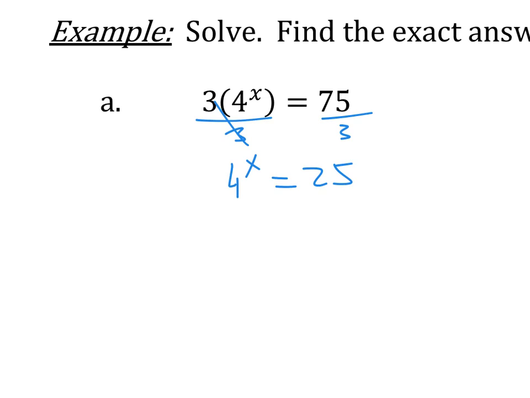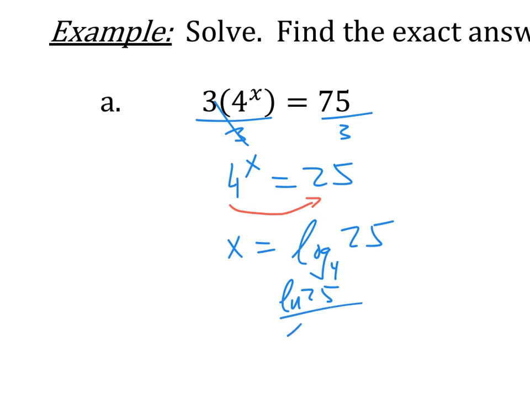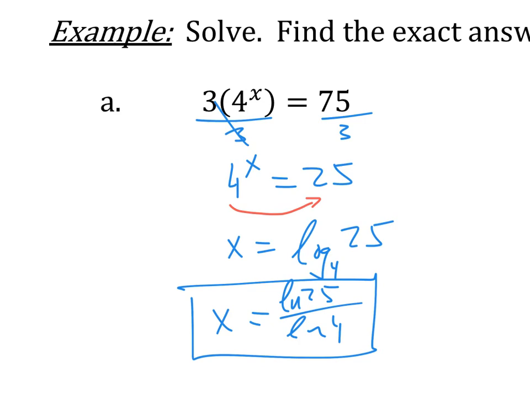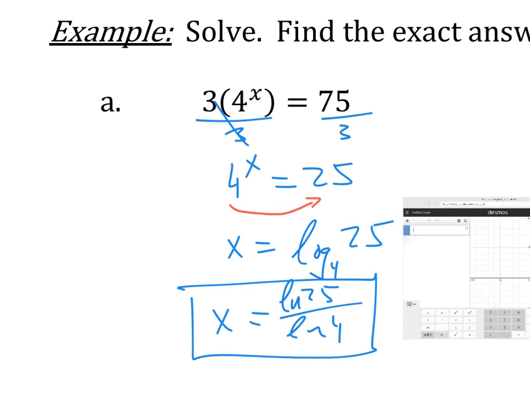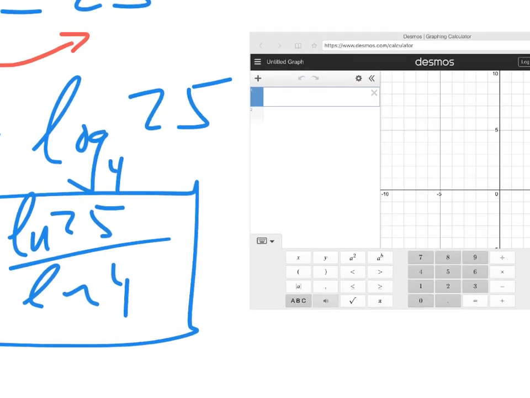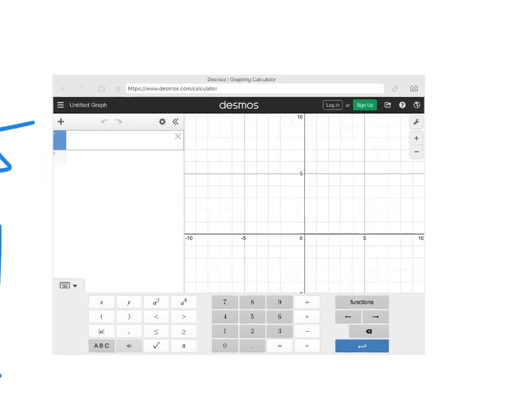Now we want to change it to a logarithm. Okay, we're using the definition of a logarithm. This is the log base 4 of 25, which we can find out as the natural log of 25 divided by the natural log of 4. And that's the exact answer. We could use a common log too. If we want the decimal, so we'll go log of 25 divided by log of 4.